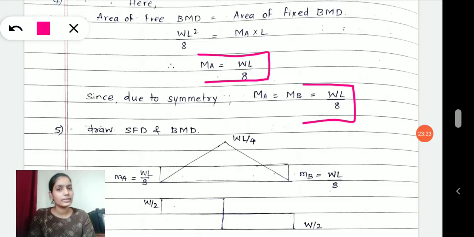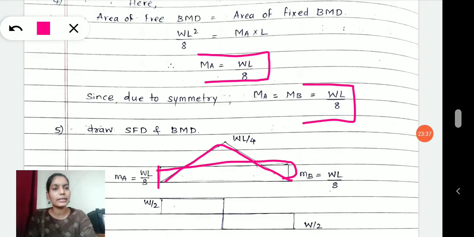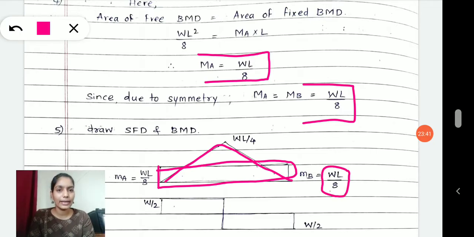Right? Simple. Draw the SFD and BMD. End the problem with again drawing the SFD and BMD. So this is my free bending moment diagram. This is my fixed bending moment diagram, and the value of the moments is WL by 8.